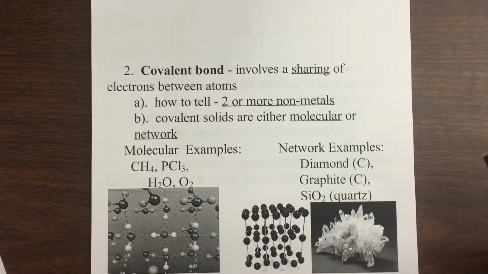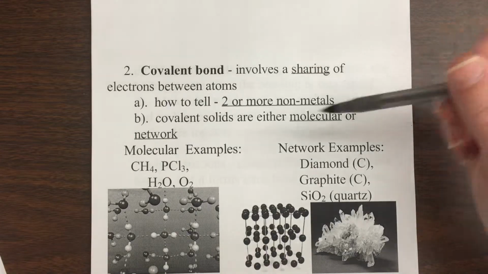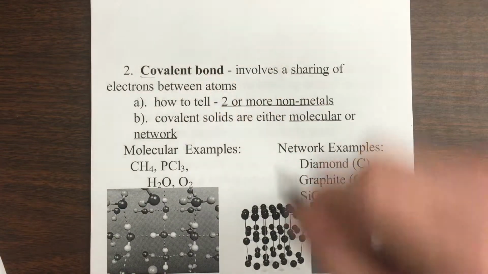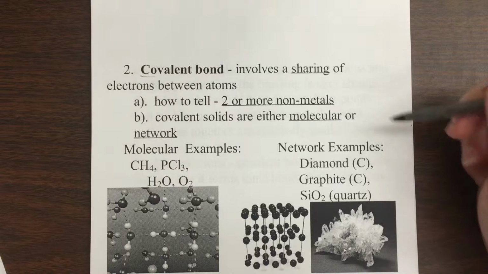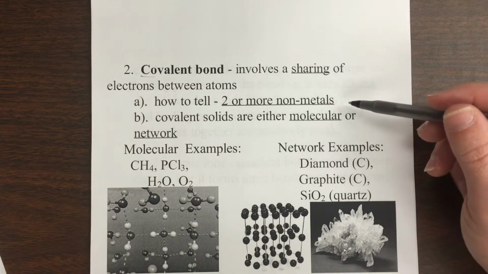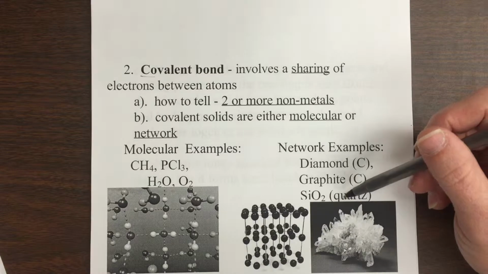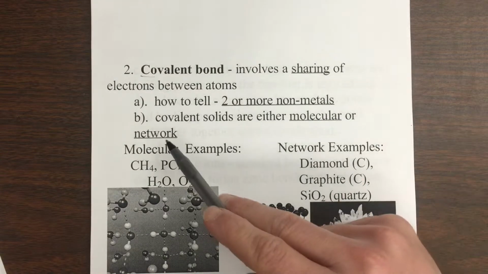Next we have covalent bonds. A covalent bond is going to share electrons, hence the covalent. That means covalence electrons. In order to tell this, we're going to have two nonmetals. So for all the compounds that we named with prefixes, these are those types of bonds, covalent. We're going to have two types of covalent solids. They are either molecular or network.